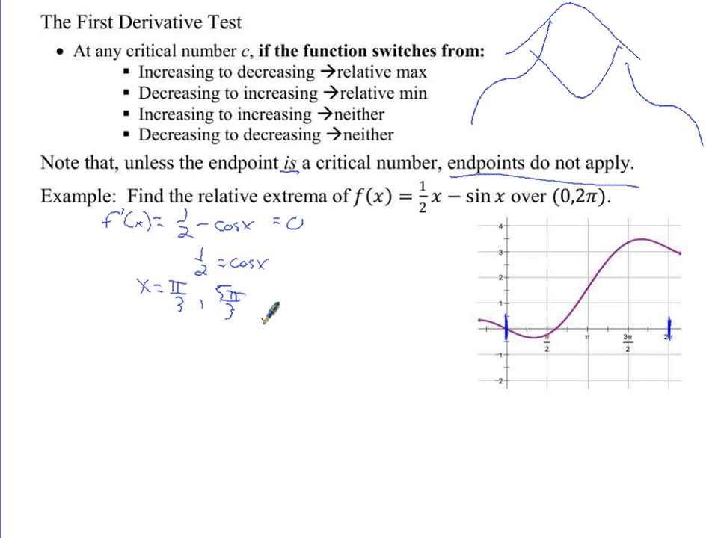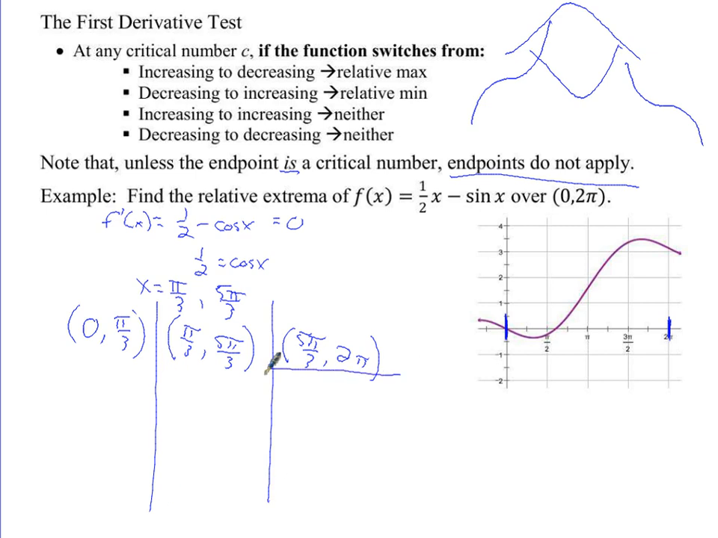So now I need to set up my intervals. What will my intervals be? Good. The left endpoint to my first critical number. Between my critical numbers, pi over 3 to 5 pi over 3. And 5 pi over 3 to 2 pi, my last critical number to my right endpoint. Okay, so now I set up my table. What do I need to do now?